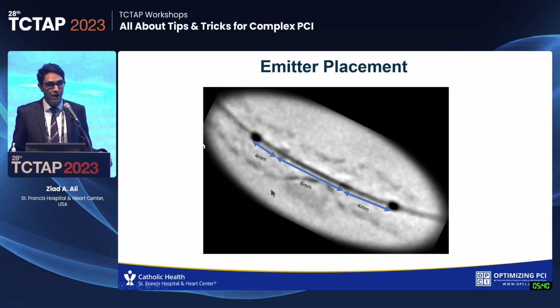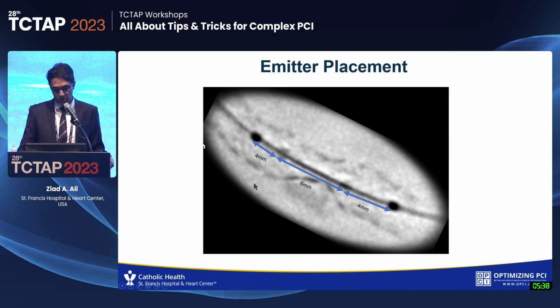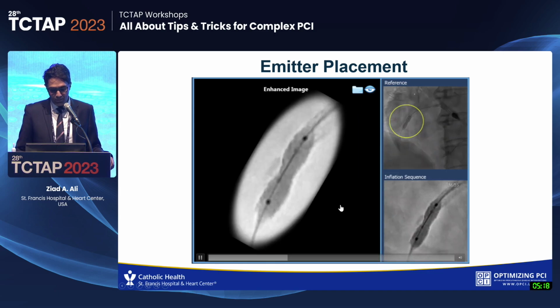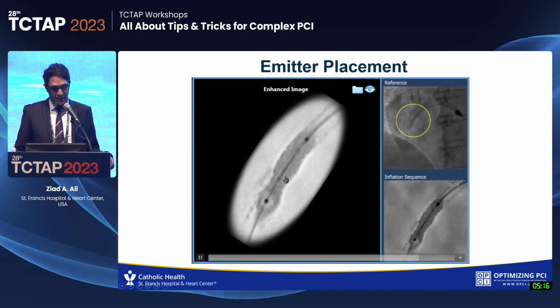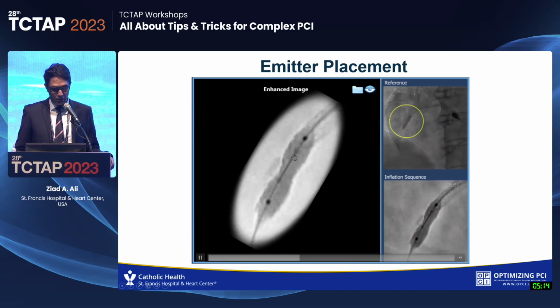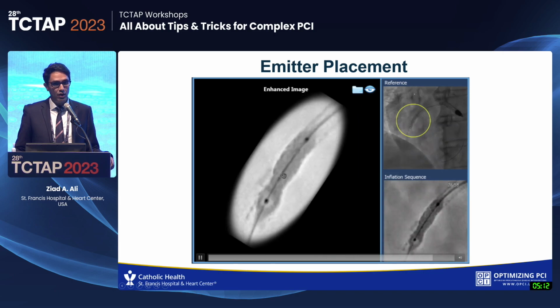Remember that the emitters are actually not centered. From the distal marker, there's a 4 millimeter gap to the first emitter, then 6 millimeters to the second emitter, and then 2 more millimeters to the distal radiopaque marker. The reason they are offset is to allow delivery of the proximal part of the balloon into the lesion and improve crossing profile.